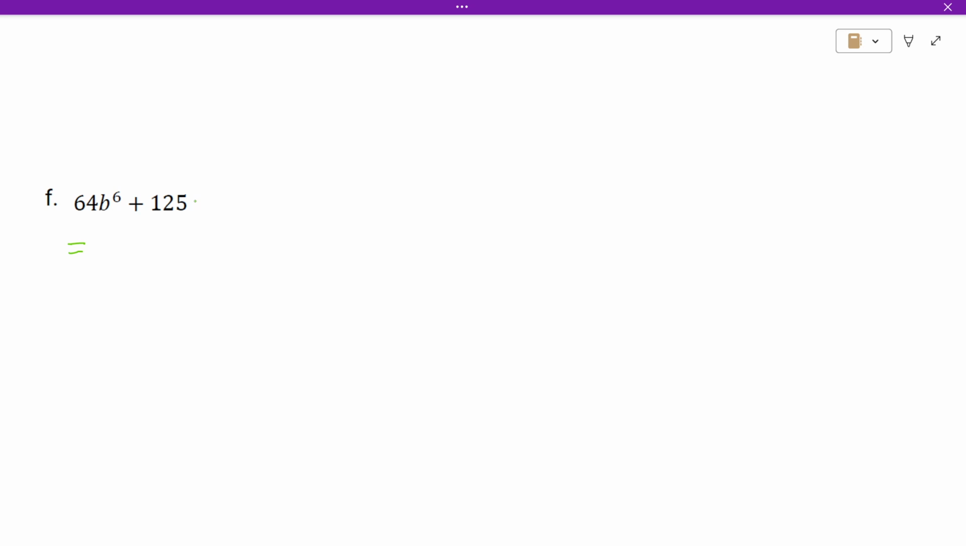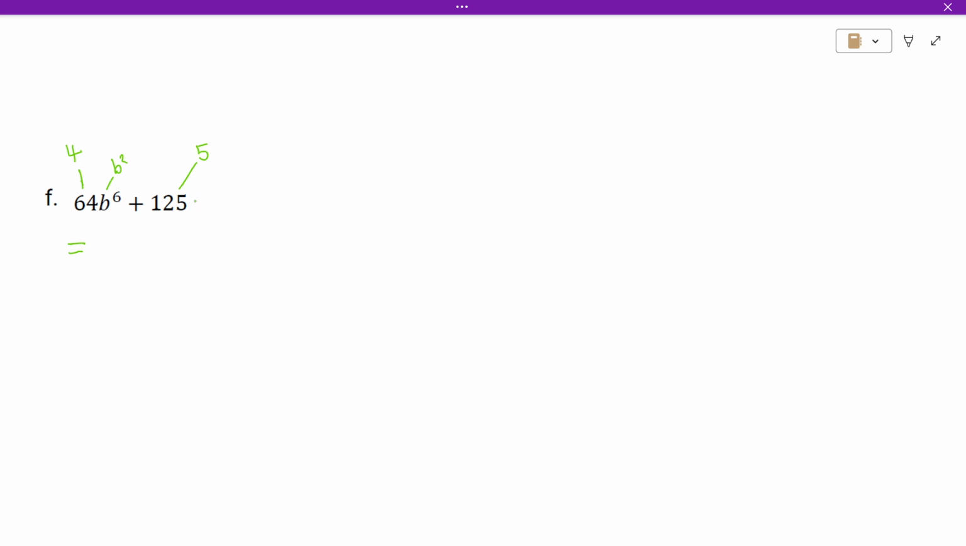So what we're going to do is, as before, we're going to first find the cubed roots of these variables and numbers. So 64, what's the cubed root of 64? It's going to be 4. Cubed root of 125 is 5. If we find the cubed root of b to the power of 6, this is almost like saying 6 divided by 3, which would give us b to the power of 2.